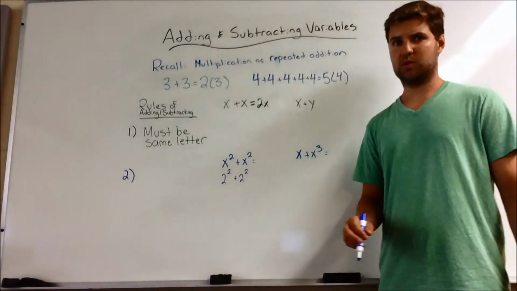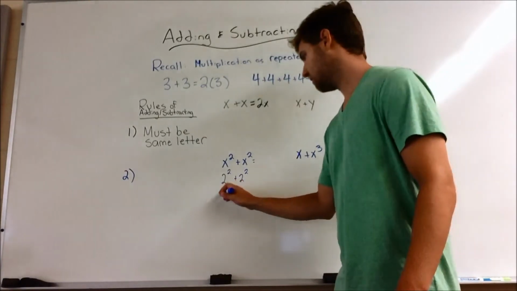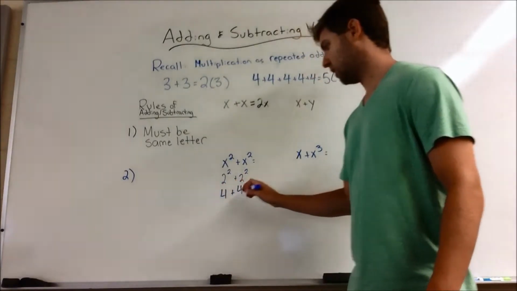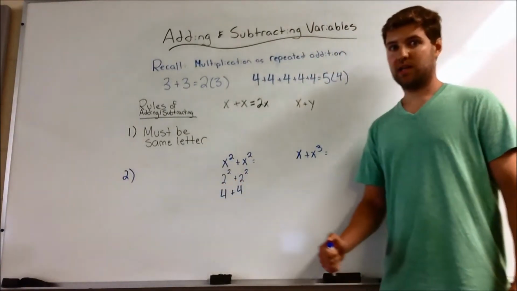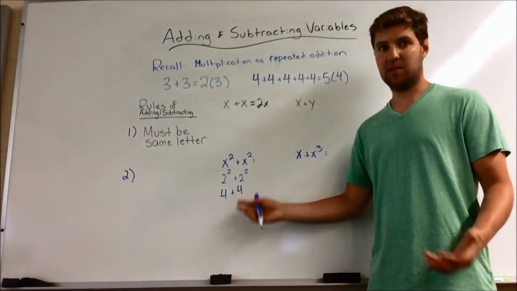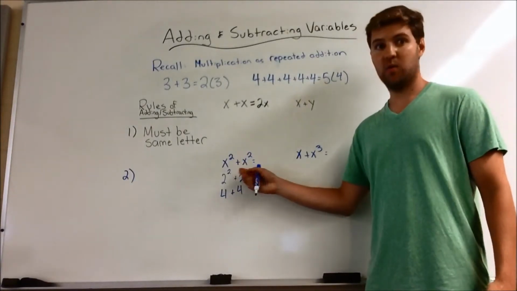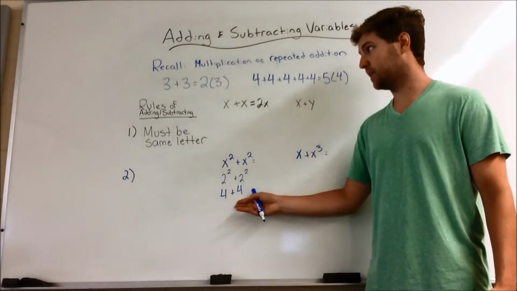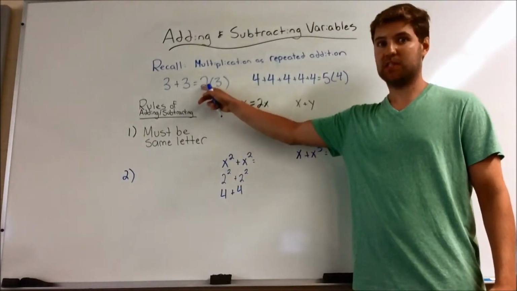Two squared plus 2 squared, which really is 4 plus 4. So this is the same number. Because they have the same degree, whatever number you put in there, it will end up being the same. So it's exactly like we saw in the beginning.